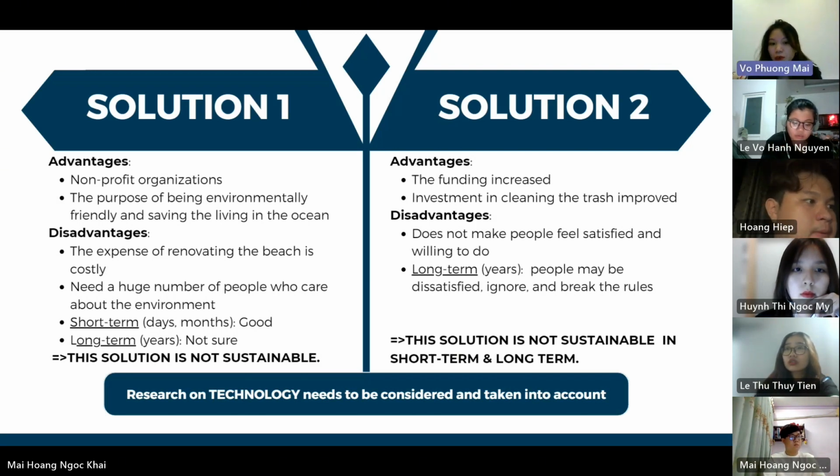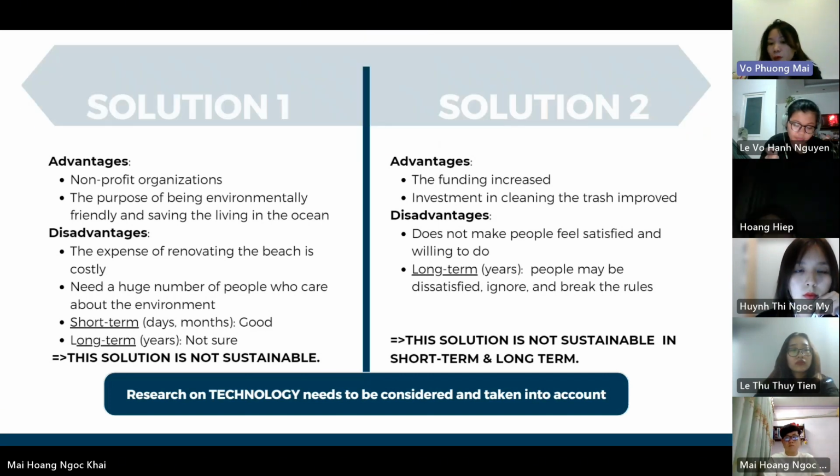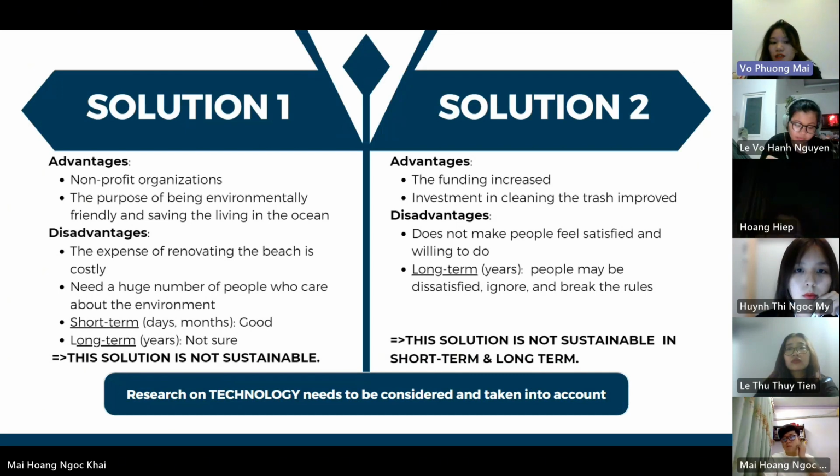From these two solutions, we can say that research on technology needs to be considered and taken into account, because we need technology for multitasking, so that it can clean the plastic pollution, replace human resources, or recycle some of the pollution into more sustainable products. Although this research can show the advantages of the above solutions in the long term and the technology can be reused for other applications, it can take a large amount of money and time.